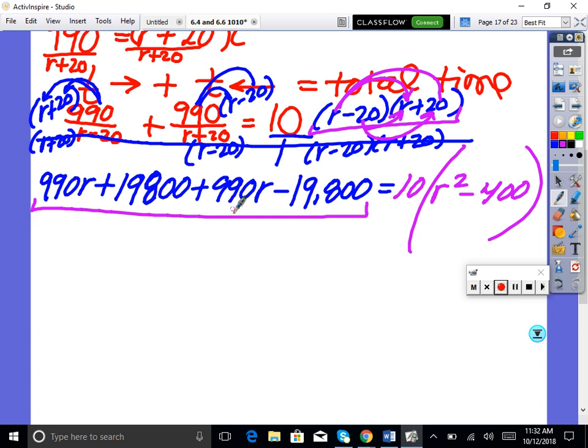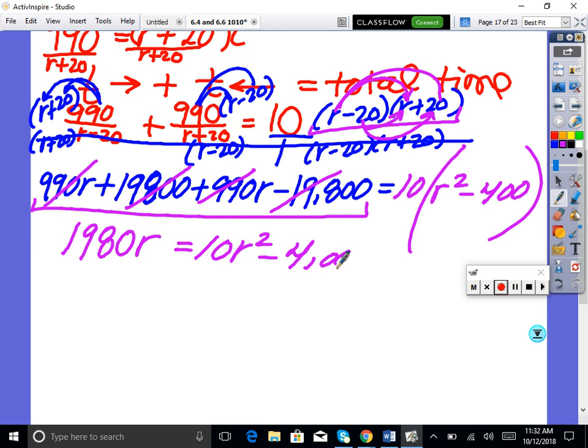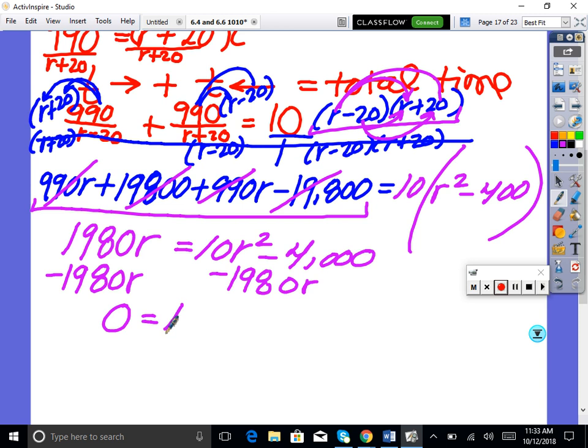990r plus 990r is 1980r. Didn't these cancel out? Yeah. And then that's equal to 10r squared minus 4,000. I distributed the 10 in. You'd say, I solve quadratics by getting it set equal to 0, so I subtract this over. Now we have a quadratic, but the nice thing is we're going to be able to quick factor. So we have 10r squared minus 1980r minus 4,000.